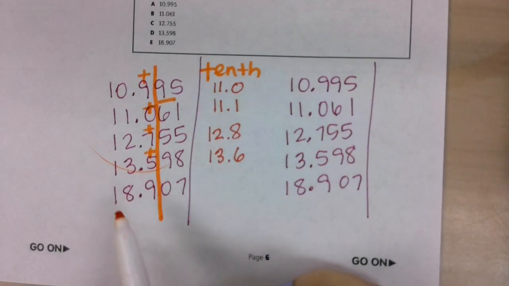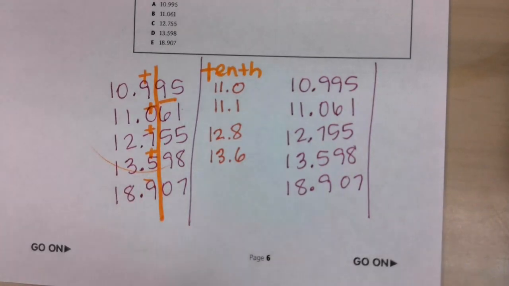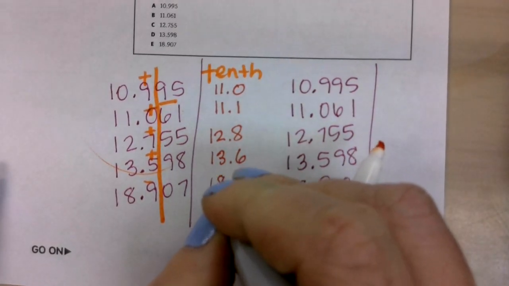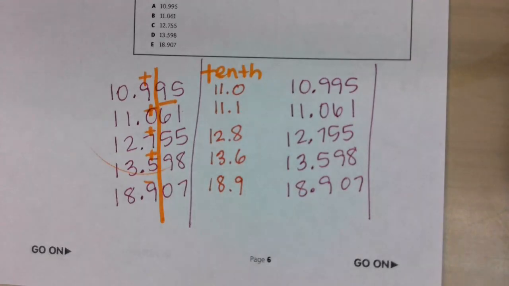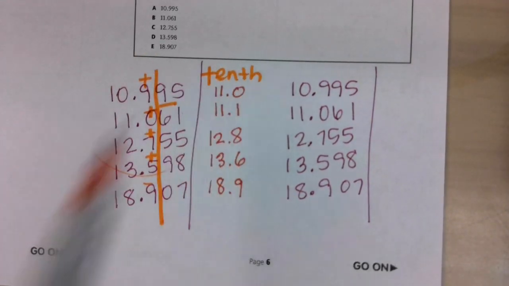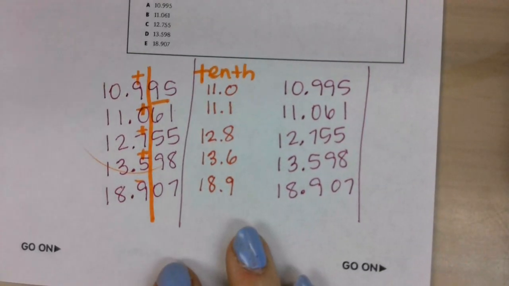Now let's take a look at this one. This 0 does not have enough power to round this up. Instead, this is going to remain a 9 in the tens place. And remember, we lose everything after that value because I'm rounding to the tenths.